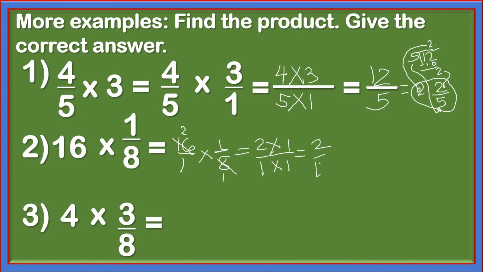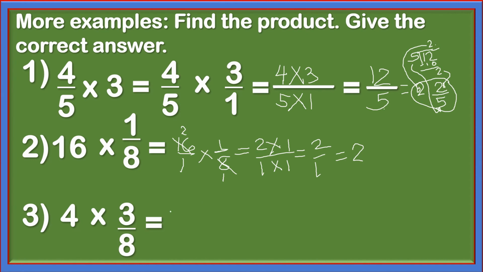Diba, pag 1 dito sa baba, ito siya. Pag 1 yung nasa baba, ang ating denominator, the answer is already yung nasa taas na lang. So, the answer is 2. Okay? That is renaming also.